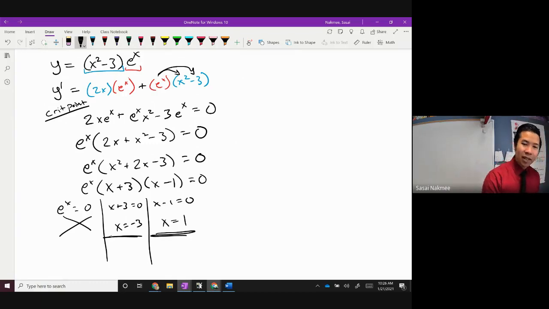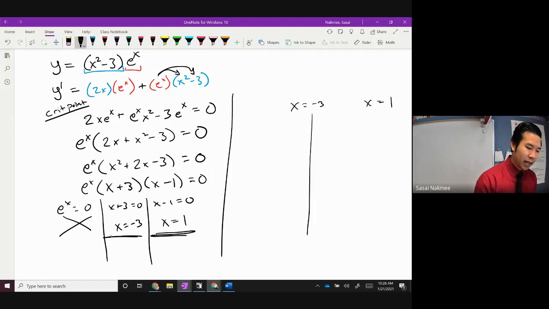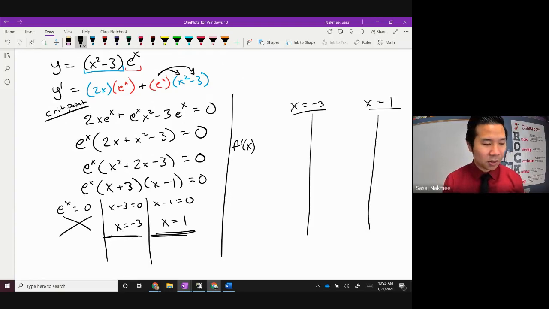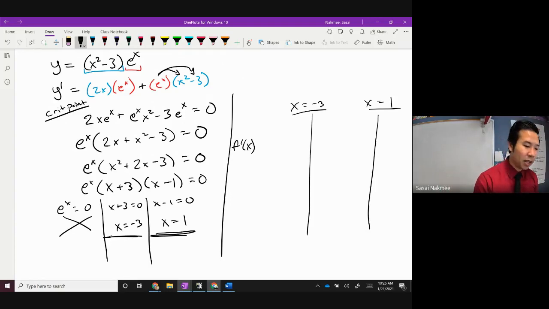So once I've found my critical points, the next thing I need to do now is make a table, right? Make a table at x equals negative 3, x equals 1, and figure out the signs for your f prime, right? Figure out what the derivative is doing on the intervals around your critical points. I'm not going to plug in negative 3, because if I plug in negative 3, I already know it's going to equal 0. I'm not going to plug in 1, because if I plug in 1, I know it's going to equal 0. So I pick numbers that are on the intervals around it.